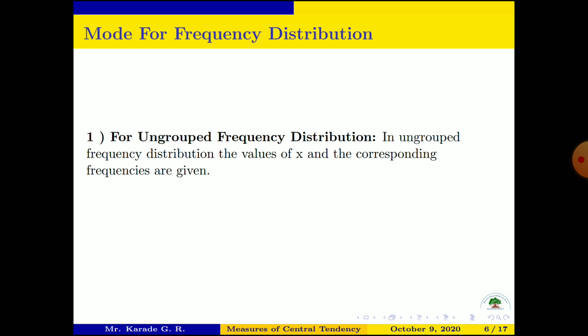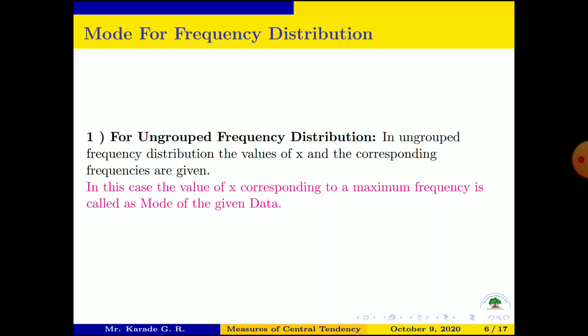So in ungrouped frequency distribution the values of x and the corresponding frequencies are given. In this case, that is important now, the value of x corresponding to a maximum frequency is called the mode of the given data.